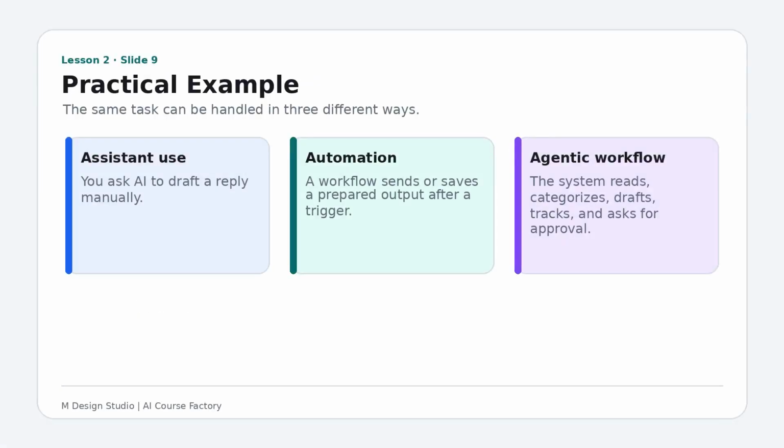Let us make this practical. If you open ChatGPT and ask it to write a reply, that is assistant use. If a Make workflow sends a prepared reply every time a form is submitted, that is automation. If a system reads the request, decides the category, drafts a reply, updates a tracker, and asks for approval, that is closer to an agentic workflow.